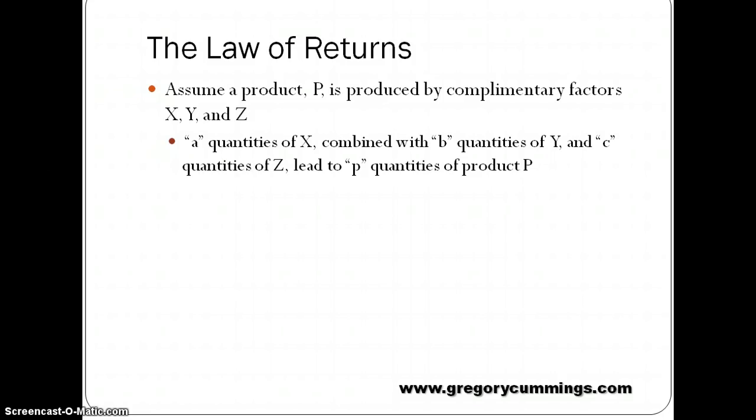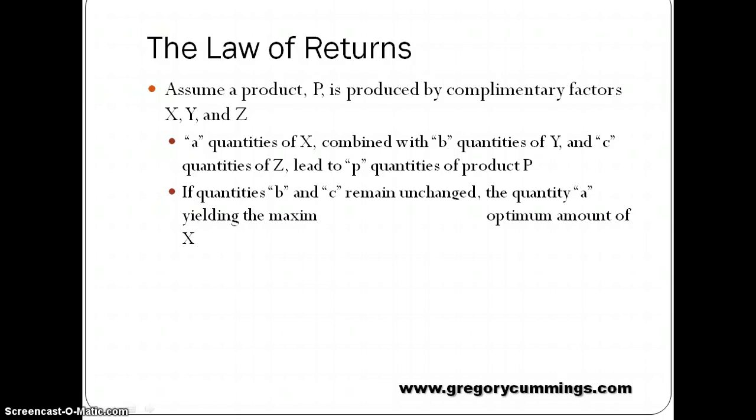Let's suppose that A quantities of X combined with B quantities of Y and C quantities of Z lead to P quantities of the product P. Next, if quantities B and C remain unchanged, we call the quantity A that yields the maximum average return of product to the factor, expressed as P divided by A, the optimum amount of X.